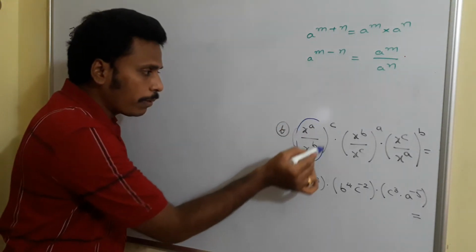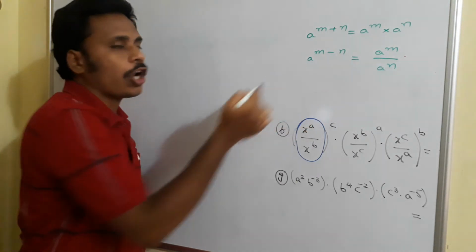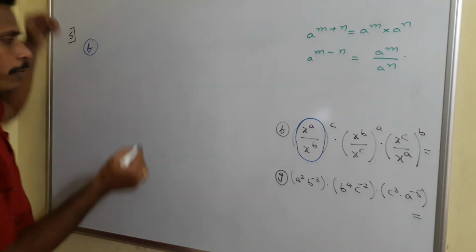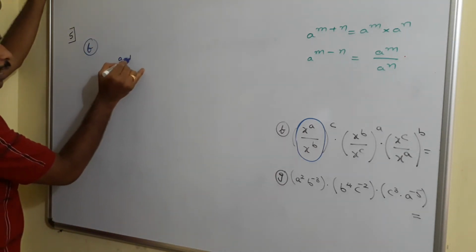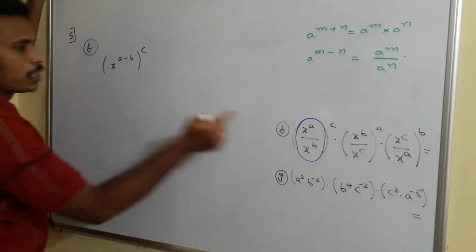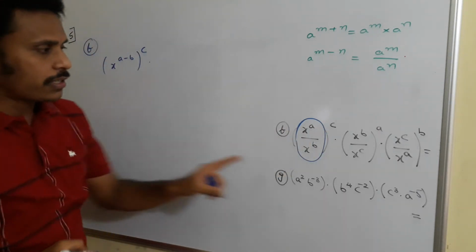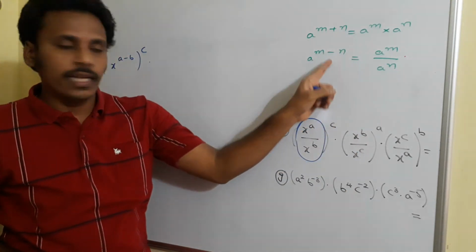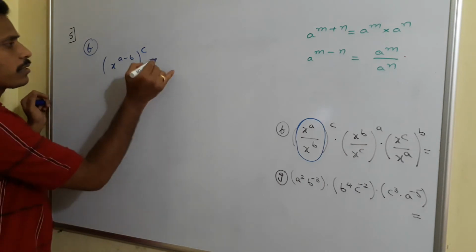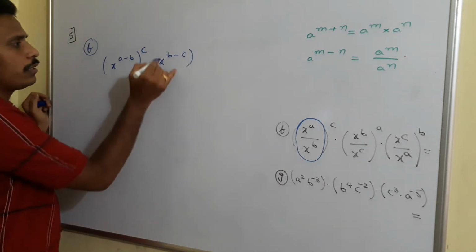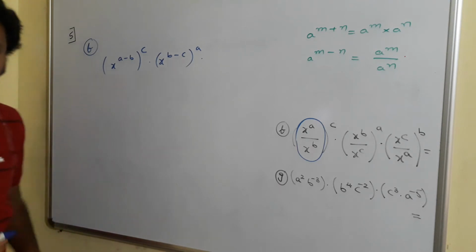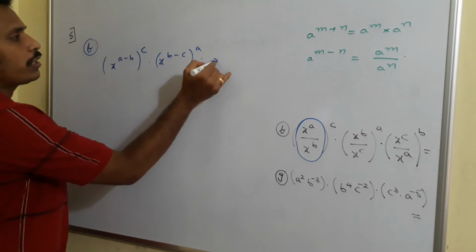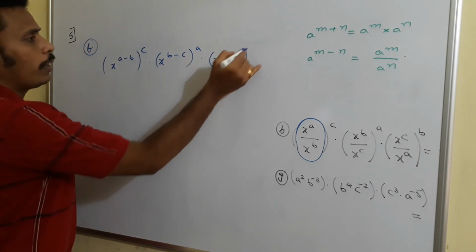For this x power a by x power b, you just use this second law. A power m by a power n is a power m minus n. Then x power a by x power b is simply nothing but x power a minus b whole to the power c is already given into next thing x power b by x power c. Again use the same law. M and n, m minus n, b and c, b minus c. Very simple. X power b minus c to the power a into next thing here c and a, x power c by x power a with the same logic, x power c minus a to the power b.